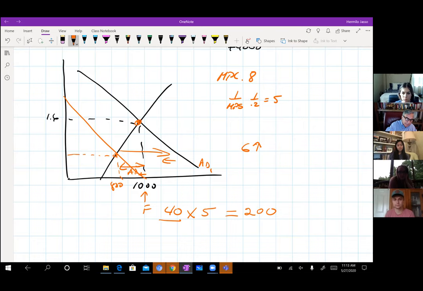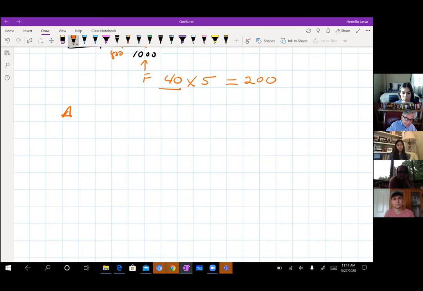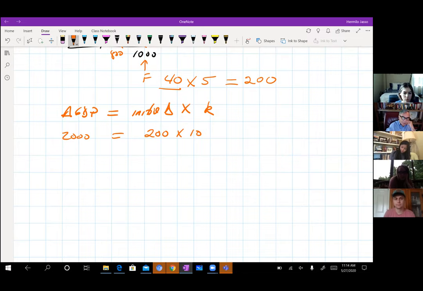Let me tell you. Change in GDP, by the way, this is a little triangle. Change in GDP is always equal to the initial change times the multiplier. The change in the GDP is always going to be equal to the initial change and the multiplier, which simply goes like this. If the initial change is 200, the government spends 200, and the multiplier is 10, then the change in GDP is going to be what? 2,000.